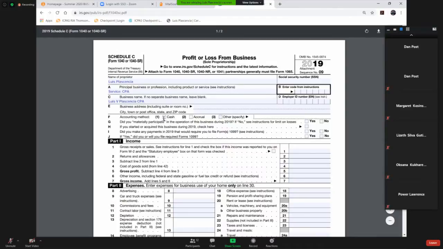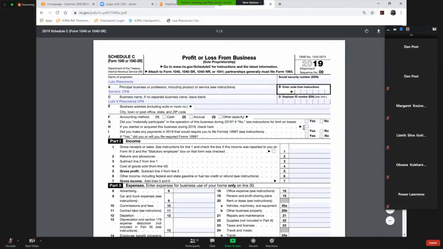Don't take that literally, because some people do, and then it would be funny if I see the Zelle method of accounting. That would be funny. All right, so that's people not reading the instructions. And again, material participation, we'll talk about that in more detail. For a sole proprietorship, it's yes.